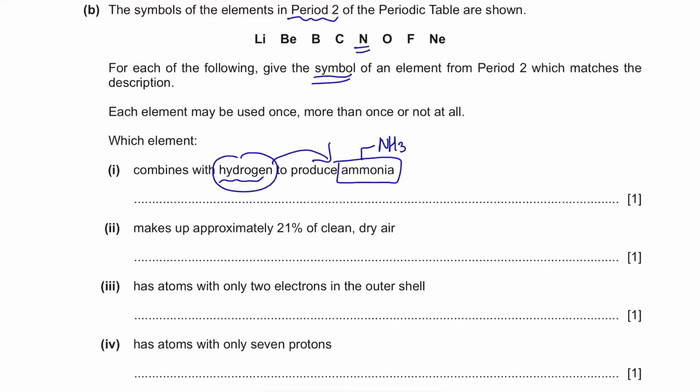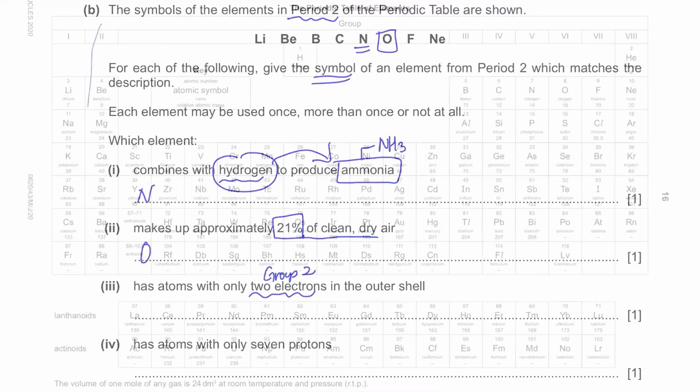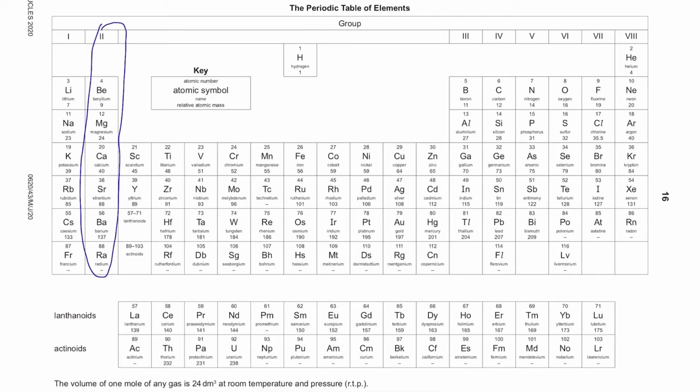Obviously, it's nitrogen. Makes up approximately 21% of clean, dry air. Yes, you need to know the contents and the percentage of elements in air. For 21%, it's oxygen. Has atoms with only 2 electrons in the outer shell. If it has 2 electrons, it means that it's in group 2. So if you look at the periodic table, these are the elements in group 2, and we were looking at the elements in period 2. So the answer is beryllium.